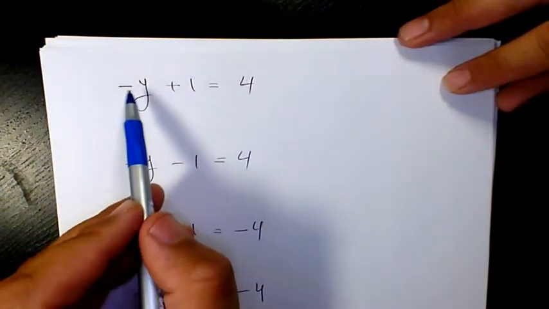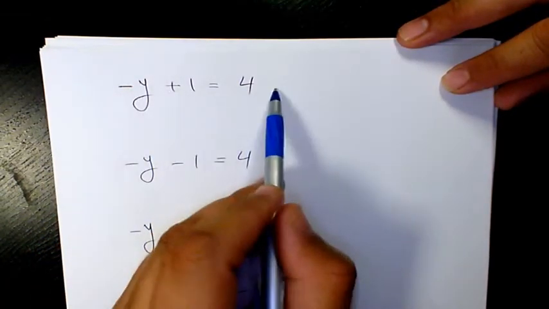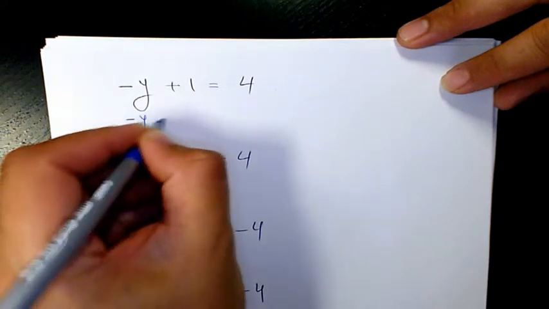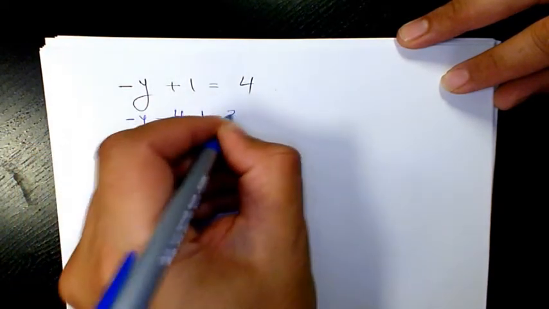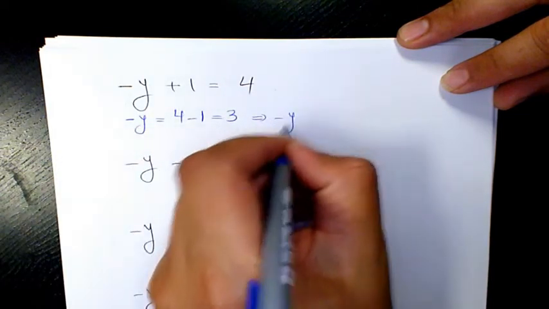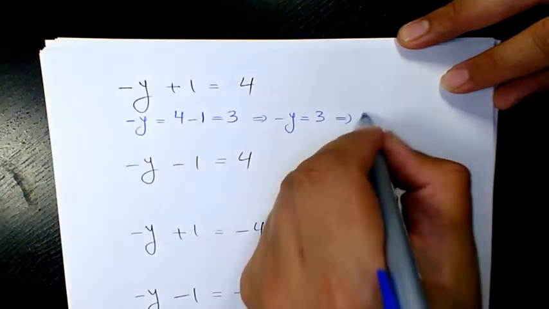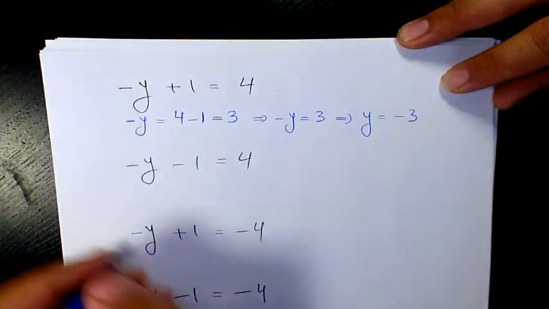Next example is negative y plus 1 equals 4. So I keep negative y on this side and I move 1 to the other side. 4 minus 1 equals 3. So negative y equals 3, y will be equal to negative 3.